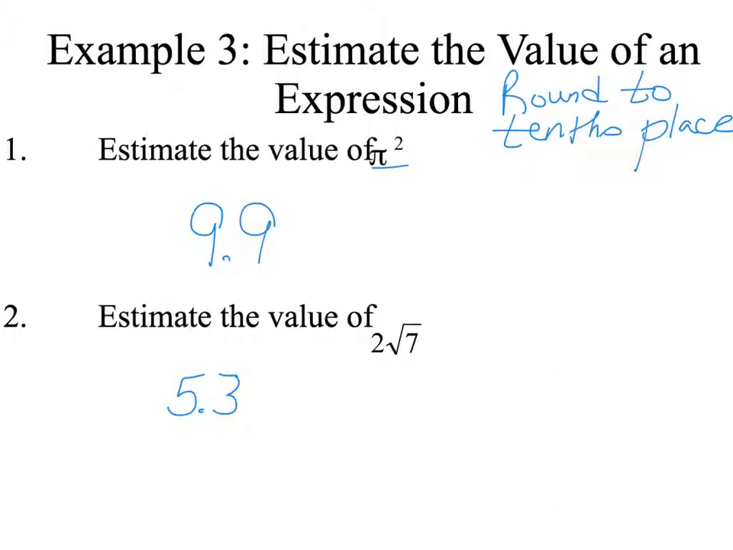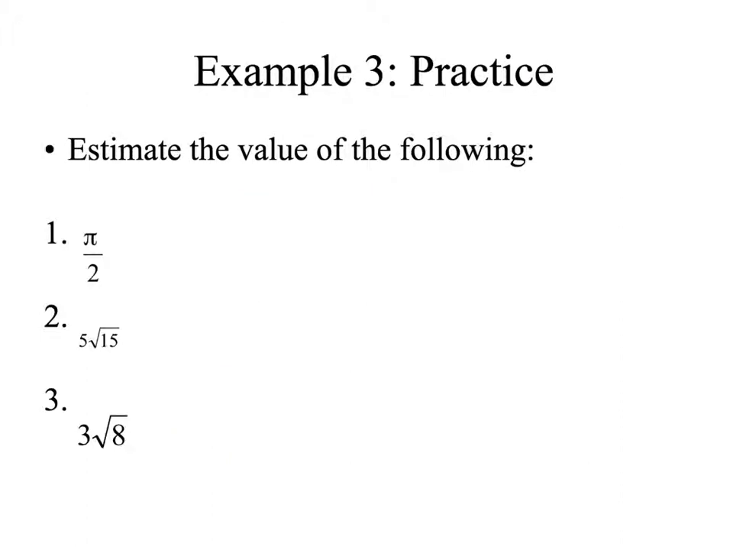Then we go on to the next slide. 3 of these for you to try on your own. Basically, you're just plugging them into the calculator. The goal here is, can you round correctly, basically? So pi over 2 should round to 1.6. 5 root 15 is 19.4 rounded correctly, and 3 square root 8 is going to give me 8.5.